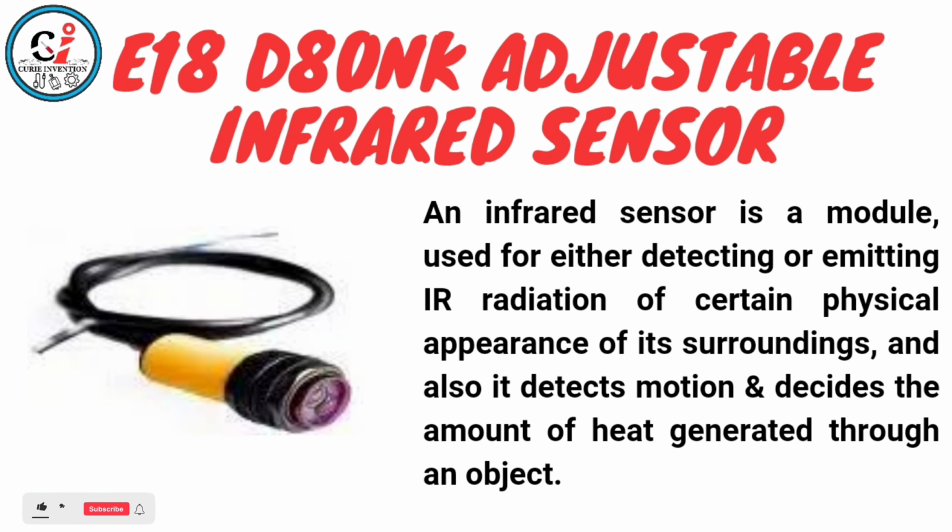E18-D80NK adjustable infrared sensor. An infrared sensor is a module used for either detecting or emitting IR radiation to sense certain physical aspects of its surroundings. It also detects motion and determines the amount of heat generated by an object.